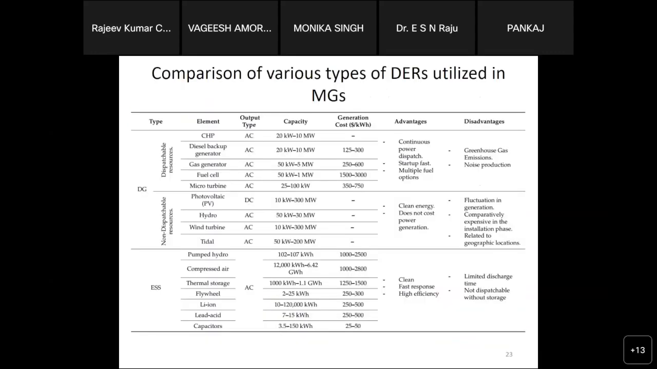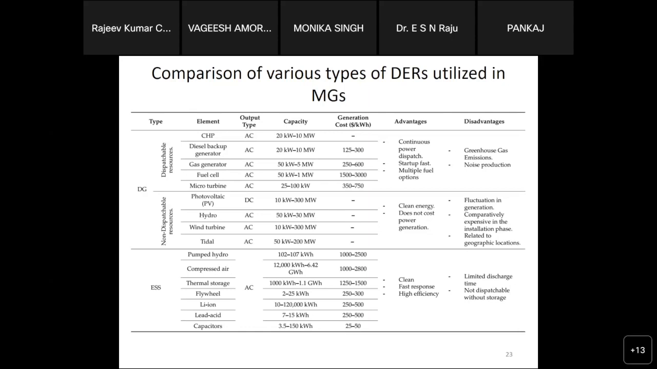So this is the comparison between the various types of DERs. As we can see here, I have given the dispatchable resources as well as the non-dispatchable. As I mentioned, in the dispatchable we have CHP, diesel backup generator, gas generator, fuel cell, micro turbine. Coming to the non-dispatchable, we have photovoltaic, hydro, wind turbine, tidal. And we have the different energy storage technologies. The non-dispatchable resources are clean energy resources, and there is no cost for the power generation. The dispatchable ones provide continuous power dispatch.